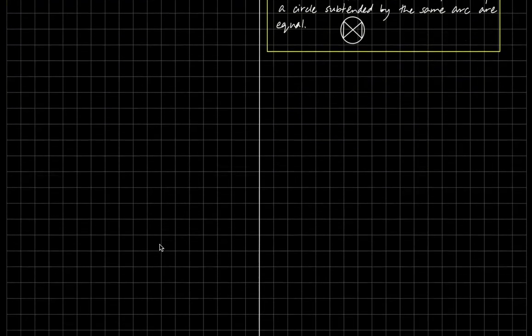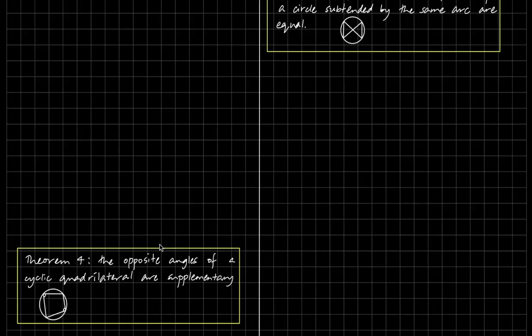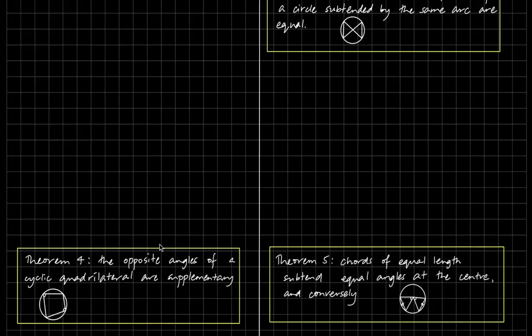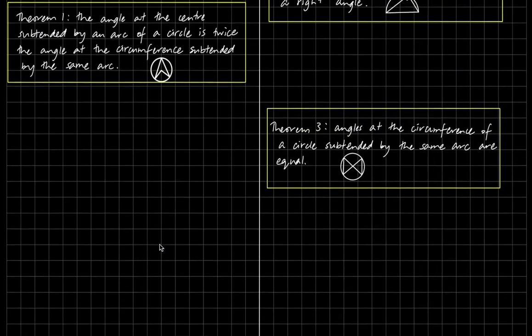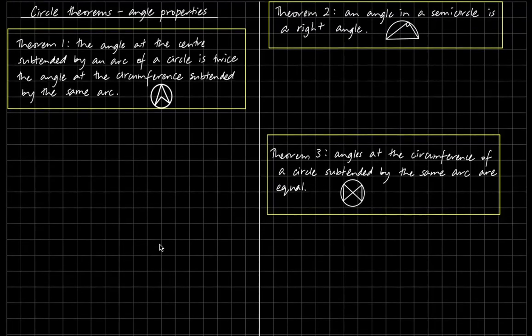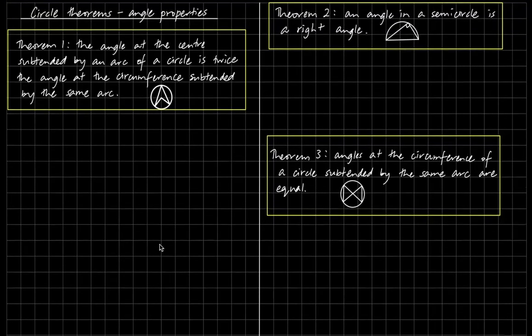And then our next couple. Theorem 4: the opposite angles of a cyclic quadrilateral are supplementary, so not equal but supplementary. And finally, theorem 5: chords of equal length subtend equal angles at the center, and conversely. Now this video is probably going to go a little bit longer, but I'm going to try and do a proof for each of these. These will often use angle properties, and some of them might use congruent triangles.